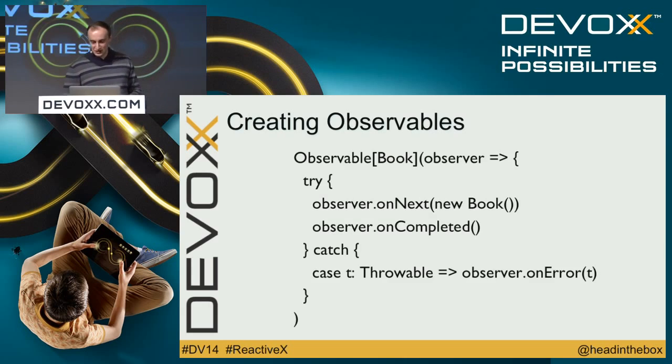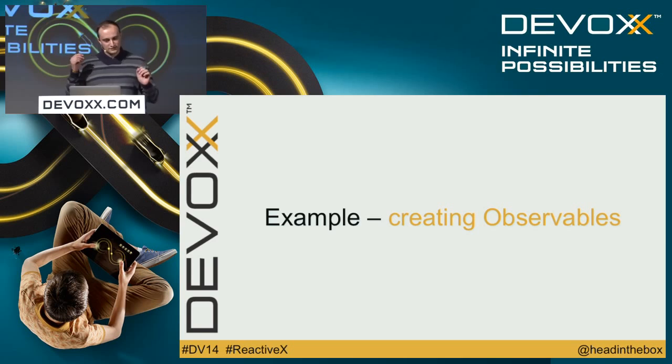Now for a little bit more involved example, let's say we want to create an observable of books. It takes a function that, again, takes an observer, and we try to emit a new book and then complete, and if anything goes wrong, we just catch the error and propagate that error to the observer. So what we do is just call onError, and then the observer can deal with this error however it likes.